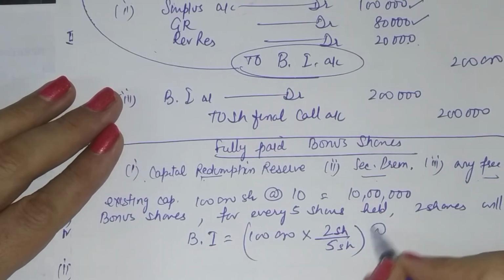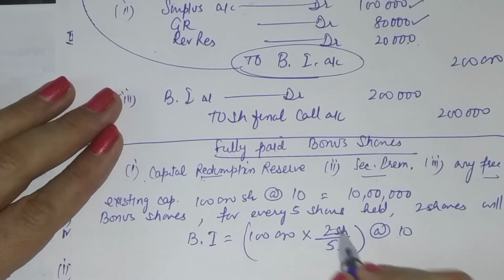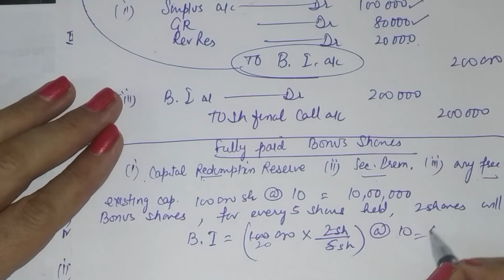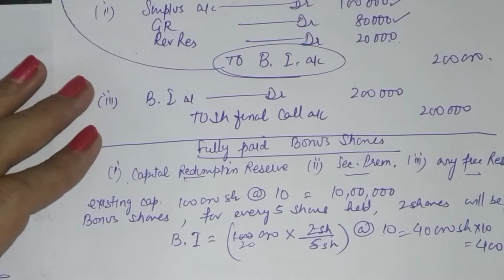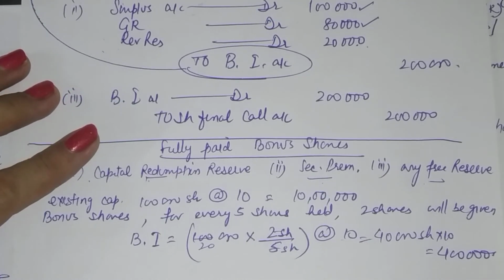Okay, at the rate of 10, because they are not specifying premium. So it means 40,000 shares of 10 rupees each. That is 4 lakh rupees of bonus issue is to be made. Now we are to consider the sources.